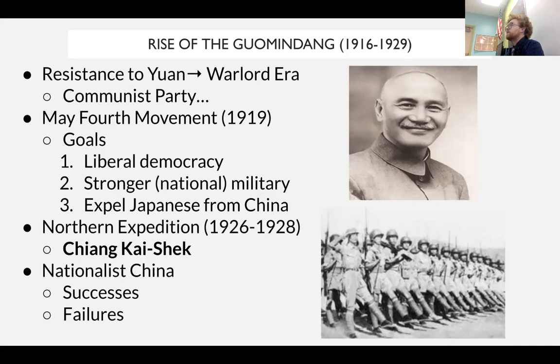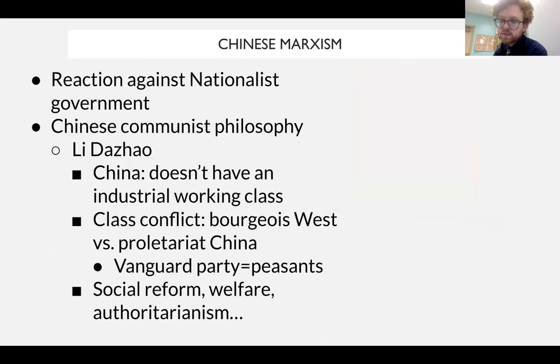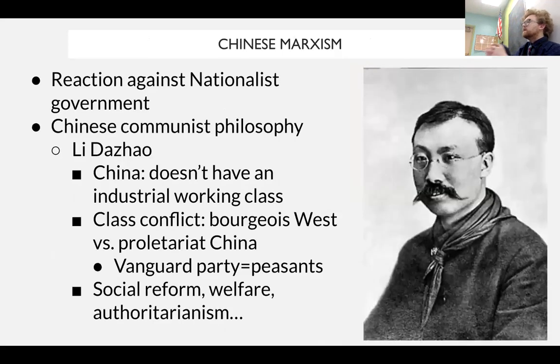So nationalist China is going to be a period of history in the Chinese Republic where we have a lot of political instability and where we are going to see the grounds for the rise of the Chinese Communist Party, of Chinese Marxism. So the rise of Chinese Marxism is largely going to be a reaction against the right-wing turn of the Guomindang Party. And largely, we're going to see that idea emerge with the figure of Li Dazhao.